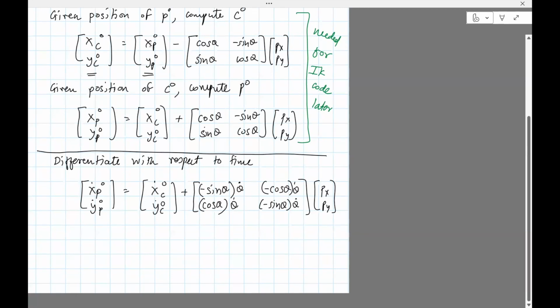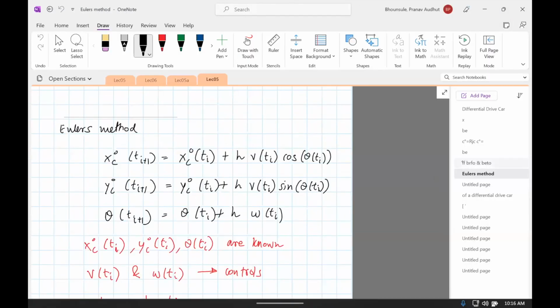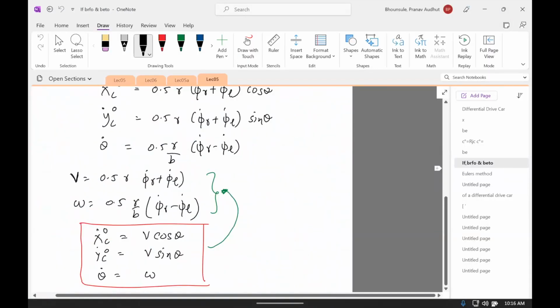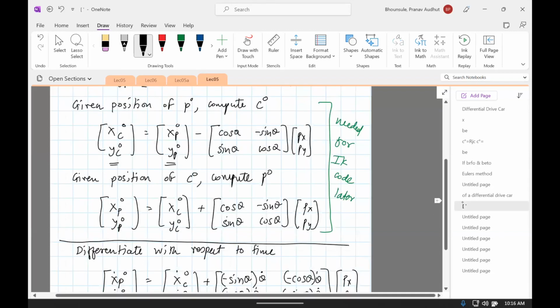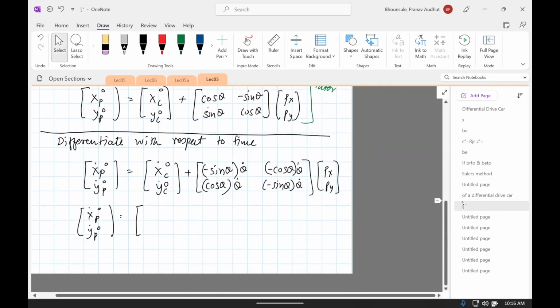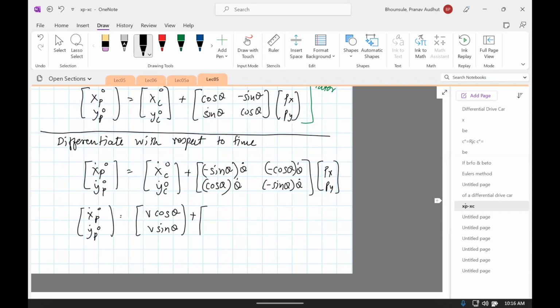Okay, so what I'm going to do is just make some modifications to this expression, x dot p, y dot p. Remember, we know what x dot c is. We derived that expression earlier. It's right here, right? X dot c is v cosine, y dot c is v sine. So I'm going to sub that in. V cosine theta, v sine theta plus, I'm just going to go ahead and carry out that multiplication.